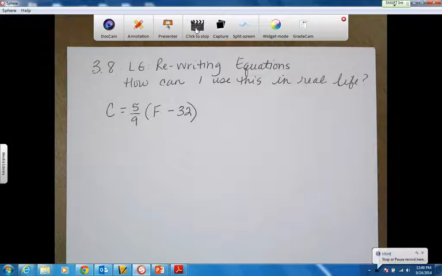Say, well, why would I have this? I'm so glad you had it. Because most countries do not use Fahrenheit. Most foreign countries use Celsius. So if you do ever plan on traveling abroad, the high temperature is going to be 20.